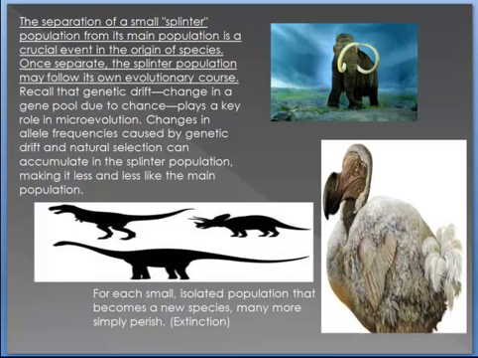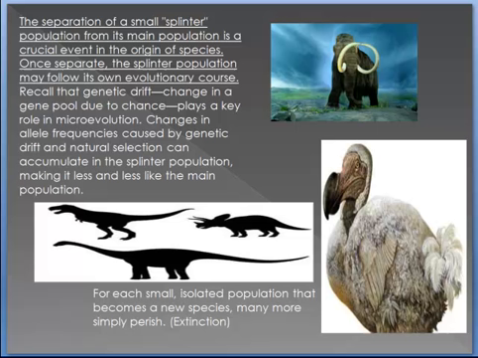I want you to keep in mind that the separation of a small splinter population from its main population is a crucial event in the origin of species. Once separate, the splinter population may follow its own evolutionary course, and a splinter population is basically the transition between micro and macro evolution. It's when a population becomes different enough to really start diverging from its original lineage.